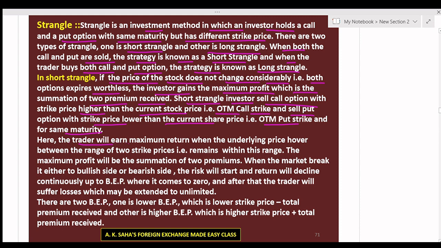Here the trader will earn maximum return when the underlying price hovers between the range of the two strike prices, that is remains within the range of the lower strike price and higher strike price. The maximum profit will be the summation of two premiums. When the market breaks either to the bullish side or bearish side, the risk will start and return will decline continuously up to BEP, where it comes to zero, and after that the trader will suffer losses which may extend to unlimited. There are two BEPs. One is the lower BEP, which is lower strike price minus total premium received, and the other is the higher BEP, which is higher strike price plus total premium received.